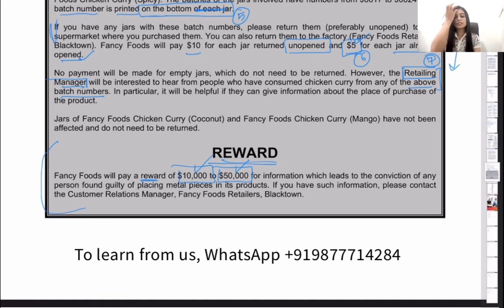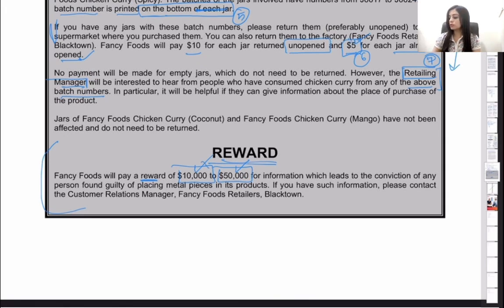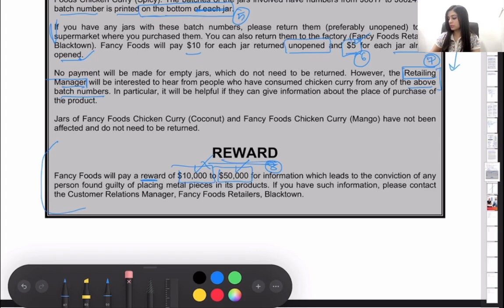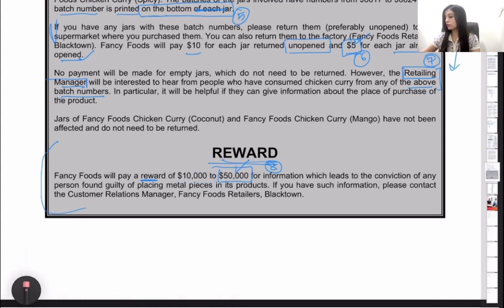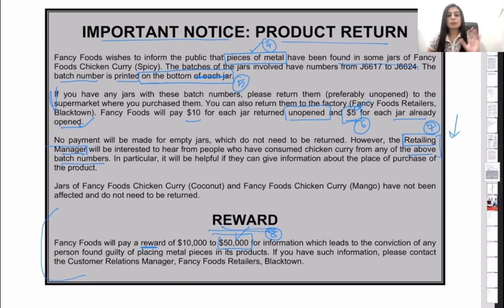Please don't make a very silly mistake of writing $10,000. This is the minimum. The range is $10,000 to $50,000, but here the answer would be $50,000 because it is the maximum. So this will be your answer, $50,000. I hope everyone's clear with whatever has been done so far.